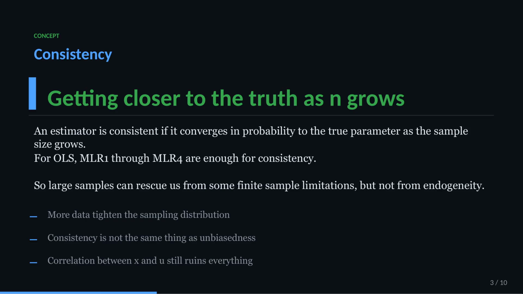Unbiasedness is a finite sample statement about the estimator being centered at the truth. Consistency is a large sample statement about where the estimator converges. You can have one without the other. In practice, consistency is often the more important long-run concept because it tells us whether more data are actually moving us in the right direction.